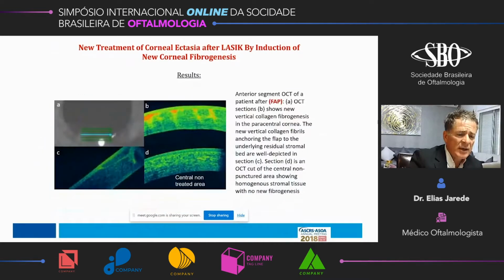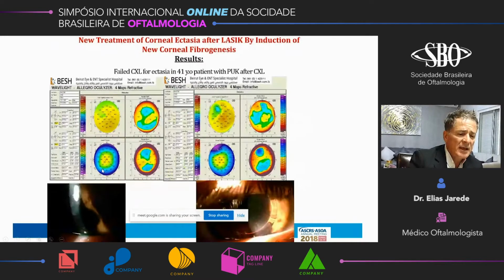Here is the corneal OCT showing the induced vertical fibrosis. This slide shows how the edge of the flap is reintegrated back with the underneath stroma, and we have very good results with this technique, with good stability of the cornea and sometimes quite significant flattening of the cornea. Here is a case as well, showing how the punctures look after ring implantation.